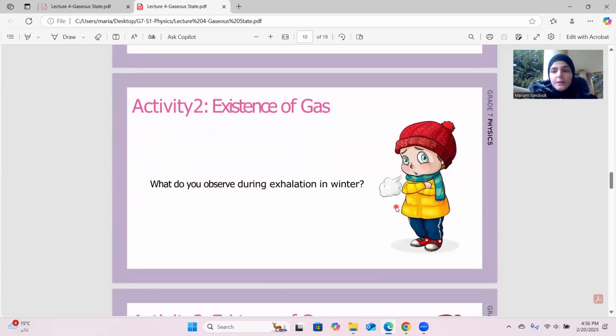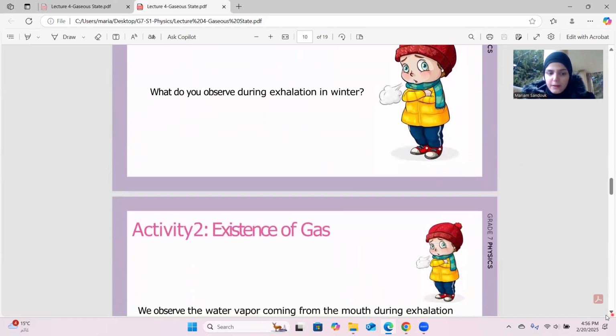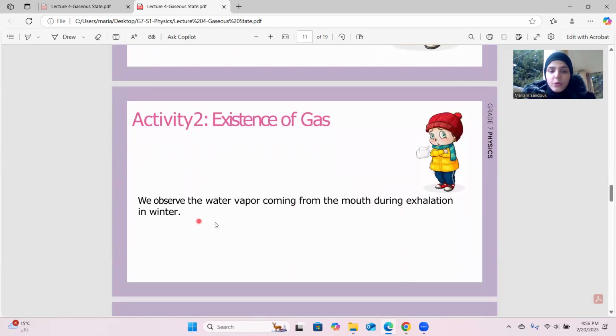Okay, another application from our daily lives. What do you observe during exhalation in winter? So when you exhale in winter, what do you observe? See this boy. So we observe the water vapor coming from the mouth during exhalation in winter. So we see water vapor. We see bukhar from our mouths during exhalation in winter.